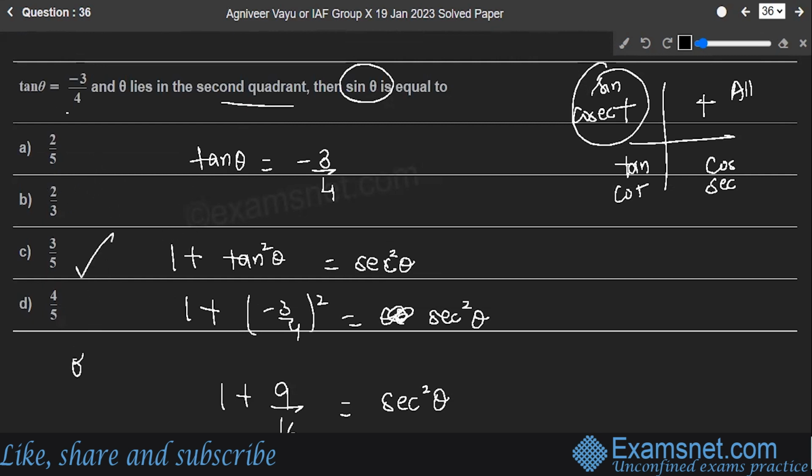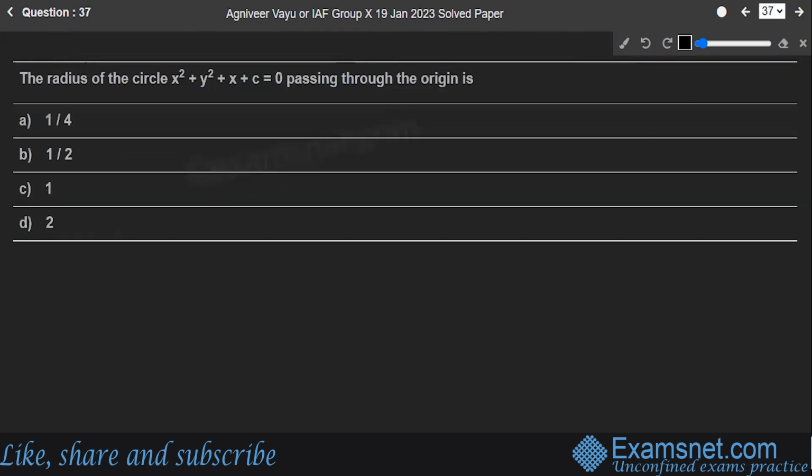3/5, this is option C. Hope you understood this. Next is question number 37. Radius of this circle passing through the origin is.